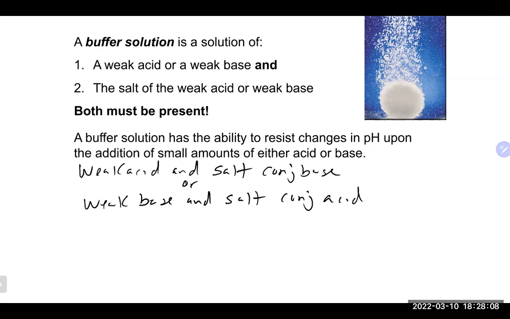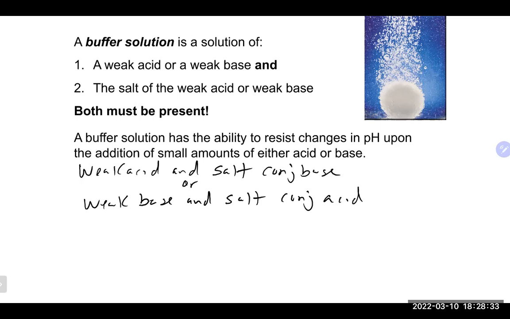A very wrong idea of what a buffer is: a buffer is a neutral solution. That's what a lot of people call a buffer, and that is not really correct. A buffer could be a neutral solution. A buffer could be an acidic solution. A buffer could be a basic solution. You can make a buffer at any pH you like along the pH scale.